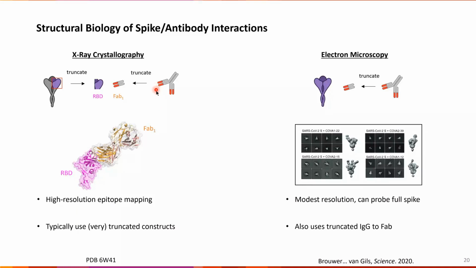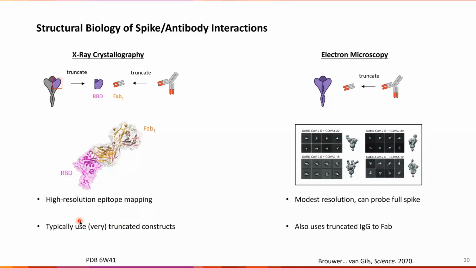The point that I want to make is that an antibody is normally dimeric, but to help the crystallization, you typically chop off one of the arms here, and this is called a Fab arm. So you typically take the antibody, you truncate it, and you often do a similar thing with the spike trimer. It's quite flexible and it's quite difficult to study. So you also truncate it often to just the RBD. And if you add these two things and crystallize them, you can obtain atomic level structures.